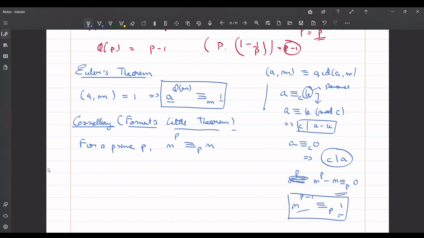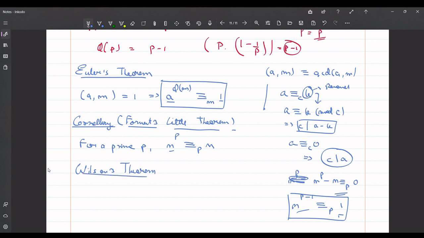Got it? So, since this is a corollary from Euler's theorem, it is pretty much obvious that this number n must be coprime to p. Right? So, it must not be divisible by p. That is the main thing which I want to discuss. Is it clear? And we have Wilson's theorem, right?